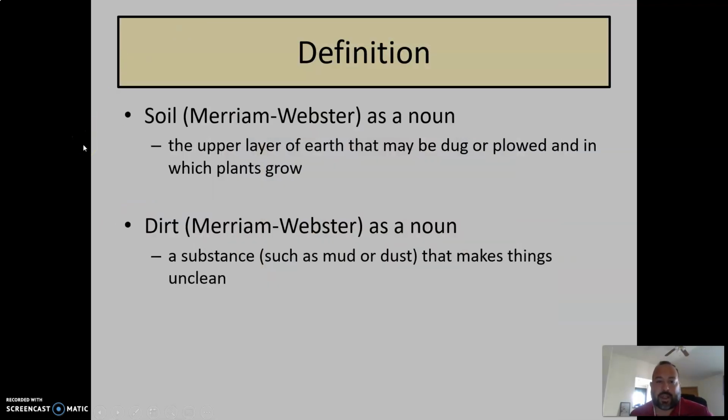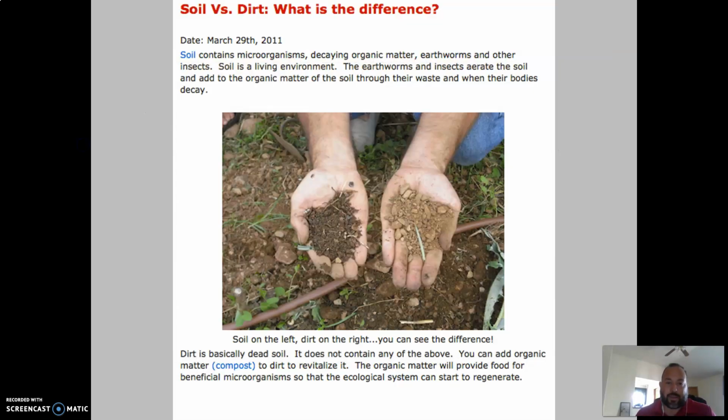So, soil, as defined in the dictionary, is the upper layer of earth that may be dug or plowed and in which plants grow. Dirt, however, is a substance such as mud or dust that makes things unclean. Therefore, soil and dirt are not the same thing. When we're talking about soil, we're talking about a natural resource. We're talking about something that's fertile, something that things grow in. Dirt is dead soil. It's not a living environment.